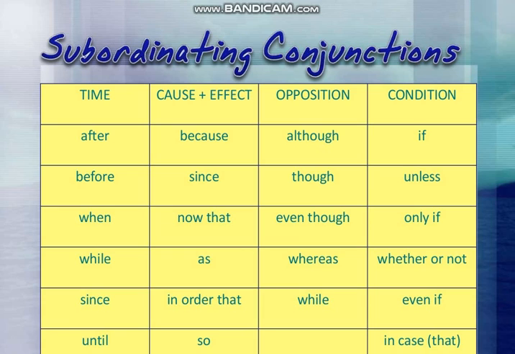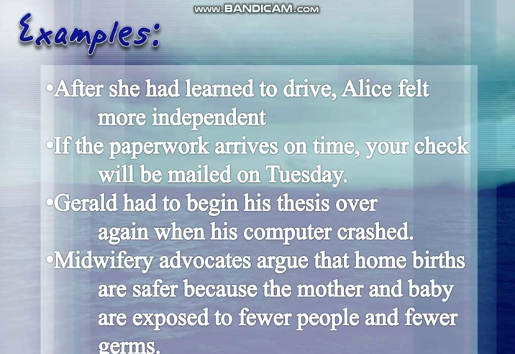So in one clause we have the cause, and in another we discuss its effect. If something is the cause, what is its effect? Opposition: although, though, even though, whereas, while. And condition: if, unless, only if, whether or not, even if, in case that. Now look at its examples in sentences.